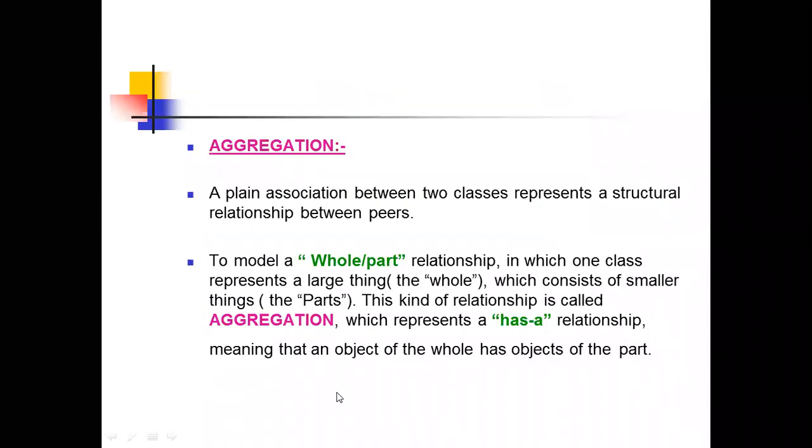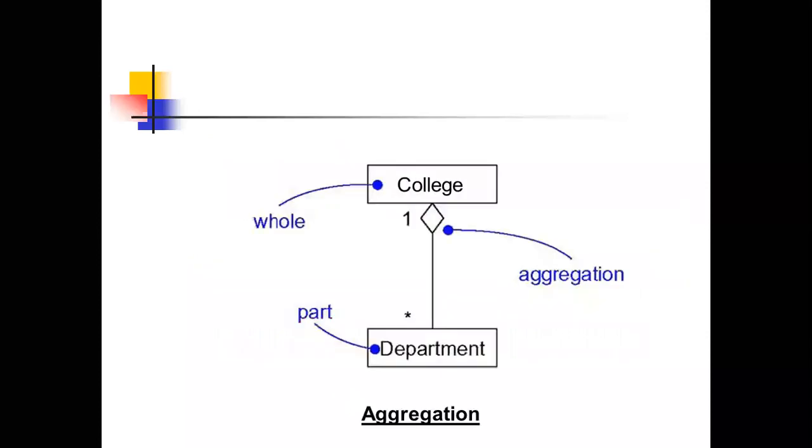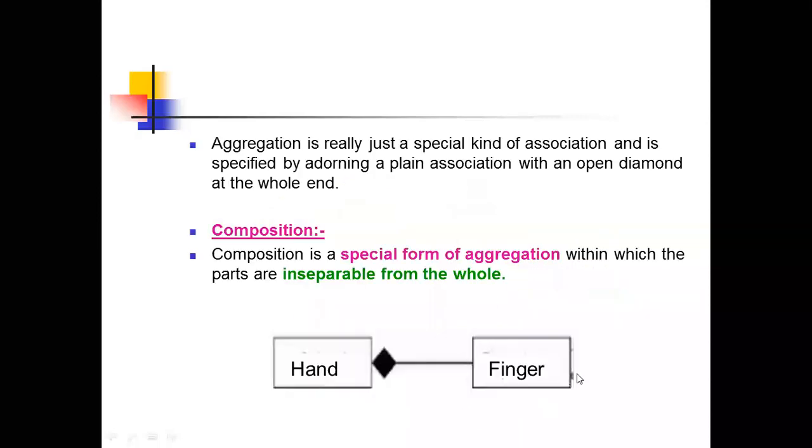We have seen the aggregation relationships. Here you can see the aggregation, that is an empty diamond, or whole. This is the college whole-part. Here you can see the college is having one or more departments, and the multiplicity. If the diamond is filled, that means composition. If empty, that means aggregation. Here you can see the example of aggregation. This is the composition, the filled diamond.